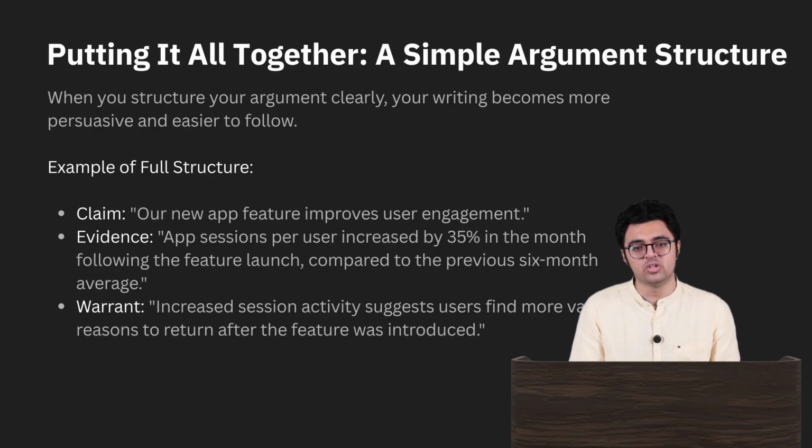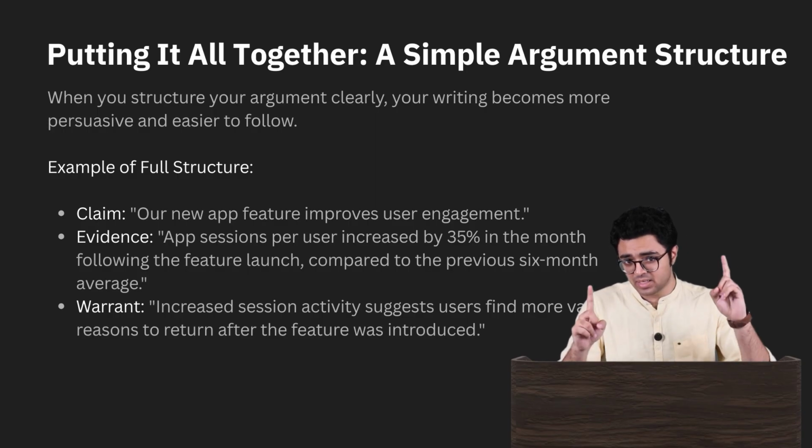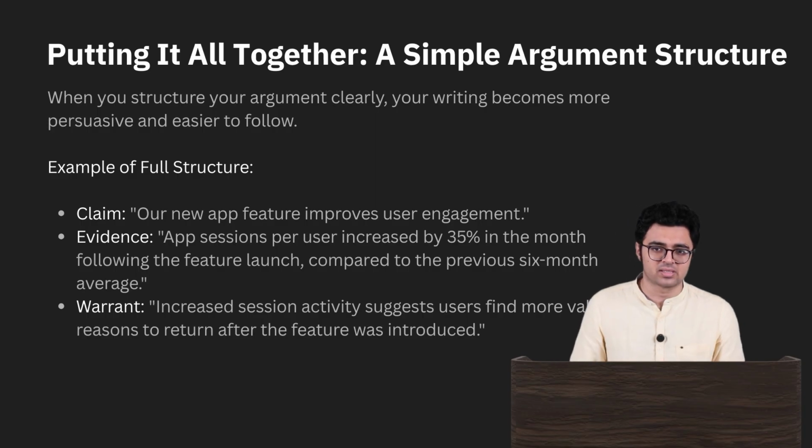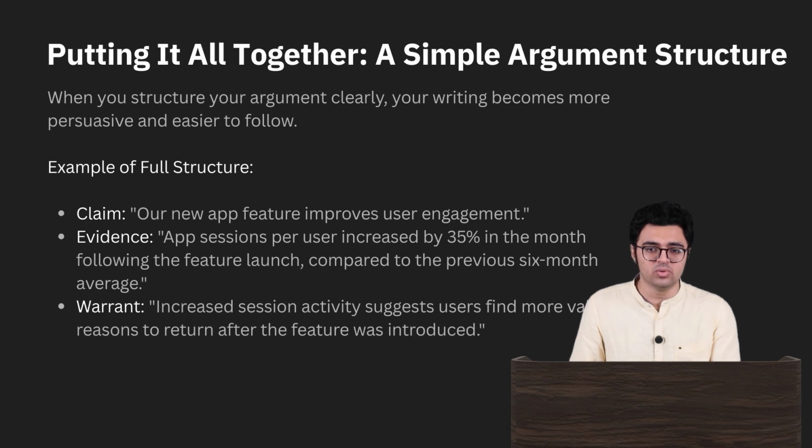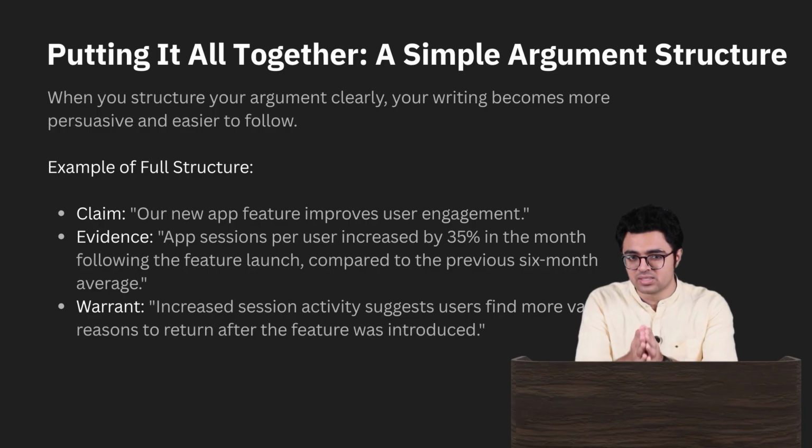The claim can be that our new app feature improves user engagement. The evidence can be that app sessions per user increased by 35% in the month following the feature launch compared to the previous 6-month average. The warrant to connect the claim with the evidence can be something like this. Increased session activity suggests users find more value and reason to return after the feature was introduced. This is what the claim and the evidence suggest, and it connects the bridge of logic between what we are claiming and how we are proving it.